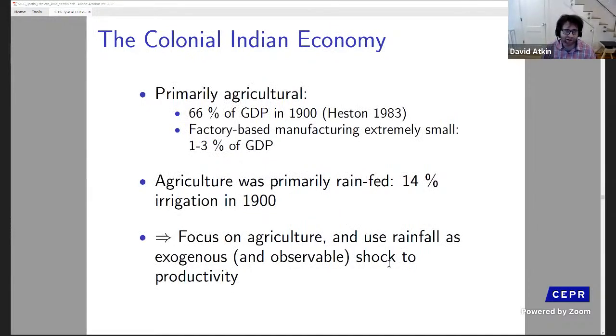Okay, so a bit of background, what is India at this point in time? How do we think about it? So it's primarily an agricultural economy. It's about 2/3 of its GDP in agriculture, almost no factory-based manufacturing. Most of that agriculture is rain-fed. There's very, very little irrigation. And so that's going to be a very nice setting, which is we have good data on agriculture typically, and that's going to cover most of the economy, and we'll be able to use rainfall as observable and exogenous shocks to productivity.